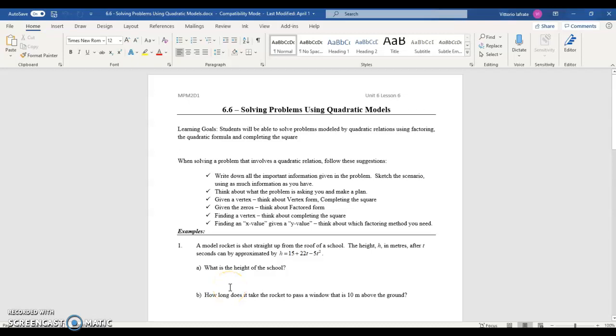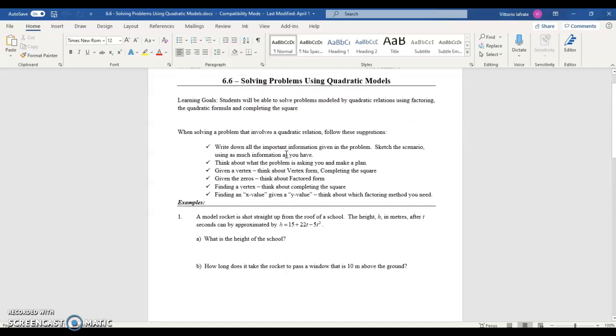This is lesson 6.6. In this video, we're going to work on solving problems using quadratic models, so real-world problems. Our learning goals are for you to be able to solve problems modeled by quadratic relations using a variety of techniques that we learned throughout the past few chapters, so factoring, quadratic formula, completing the square, and so forth.